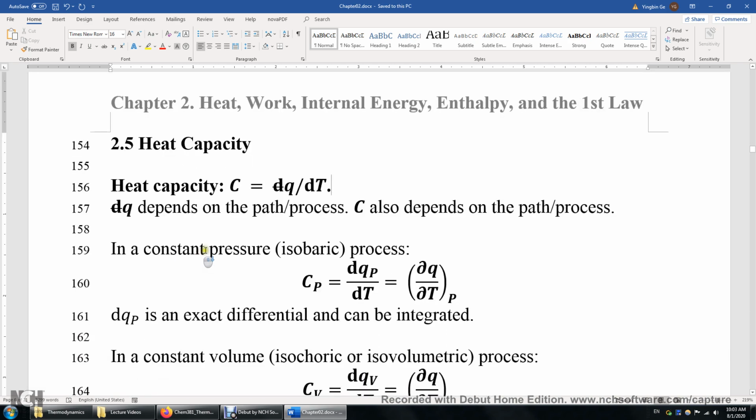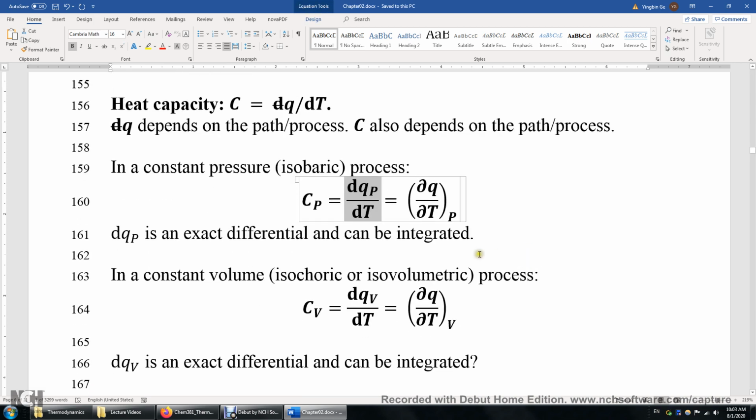A constant pressure process is called isobaric. C sub P is equal to dQp over dT. Over here, this P in the subscript denotes constant pressure or isobaric. So in this case, this C is well defined, and dQp is an exact differential. dQp can be integrated.